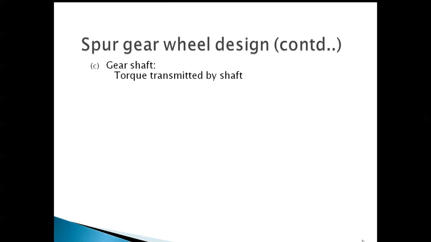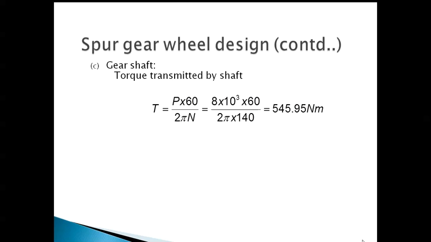Now gear shaft diameter you need to find. To find the gear shaft diameter, torque transmitted by shaft T, we can find using the formula T equal to P into 60 by 2 pi n. So power into 60 by 2 pi into speed of the shaft. So from that, P is 8 into 10 cube into 60 by 2 pi into 140. Then torque equal to 545.95 Newton meter.